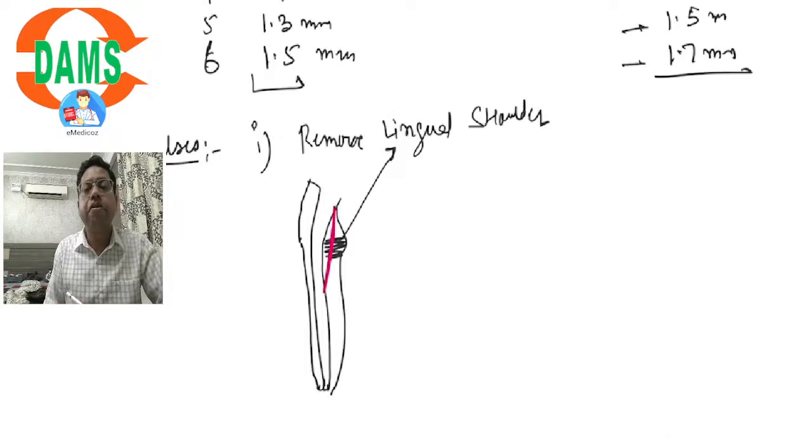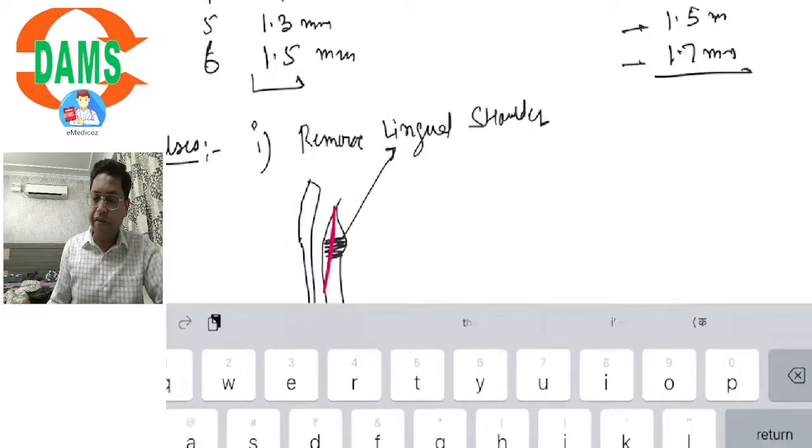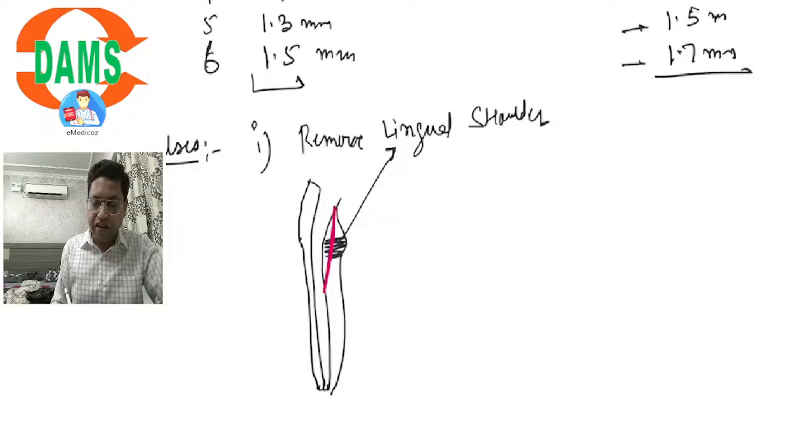This is done with the help of a GG drill. So this is one use of your GG drill. The second use is coronal flaring of root canals.